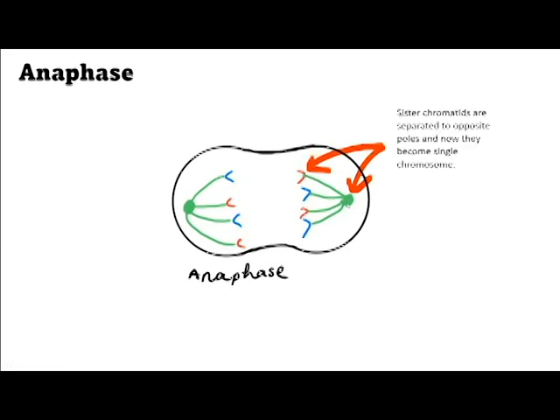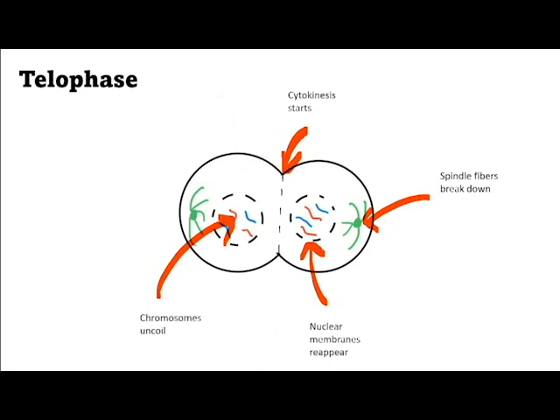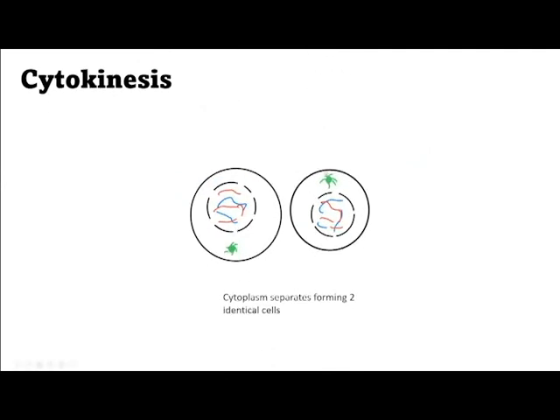Following is the telophase. In telophase, the spindle fibers are broken down, the nuclear membrane reappears, and the chromosomes uncoil. This phase, the telophase, is prior to cytokinesis, which is the start of the cytokinesis. Finally, cytokinesis is when the cytoplasm separates and forms the two identical cells.